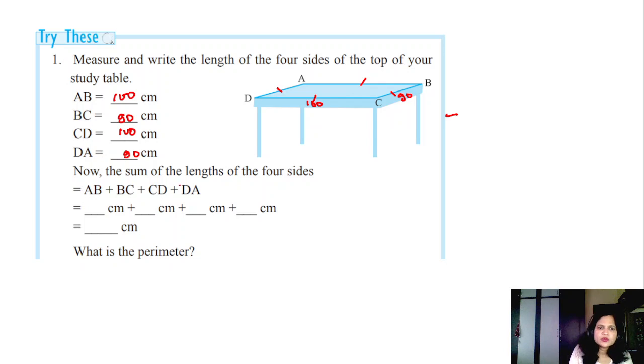Then write it. Now the sum of the length of the 4 sides is, okay, AB is 100 centimeter, BC is 90 centimeter, CD is 100 centimeter again, DA is 90 centimeter. Okay, now you add all these: 100 plus 100, 200; 90 plus 90 is 180; 180 plus 200 is 380 centimeter. That is the perimeter of this top plane of this table.